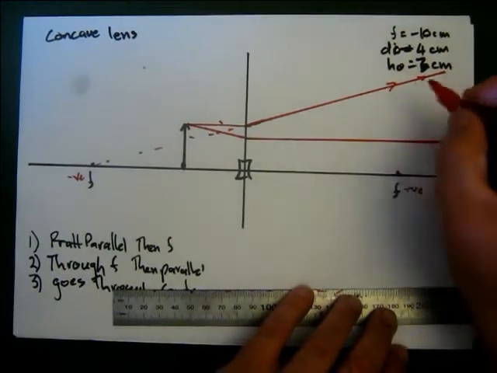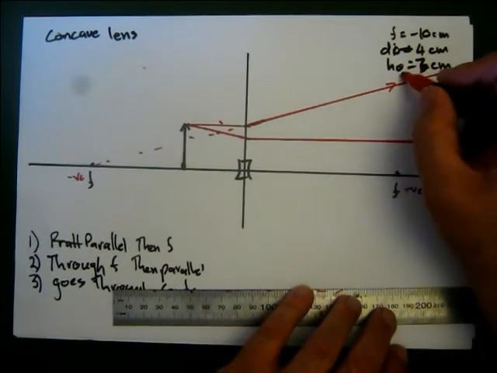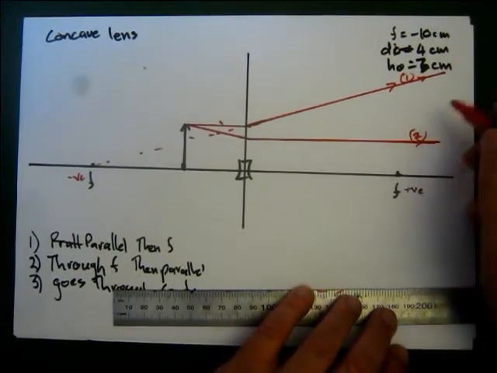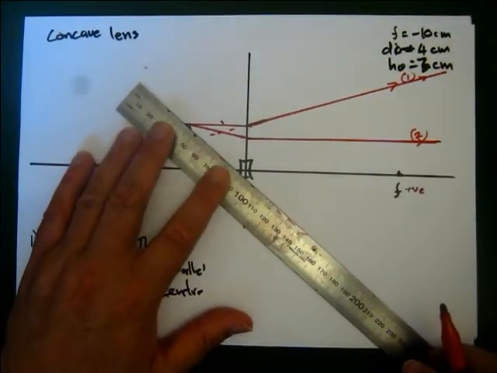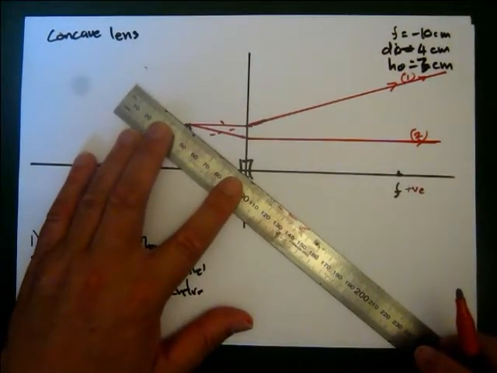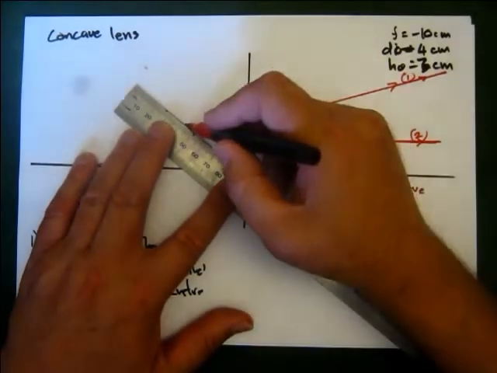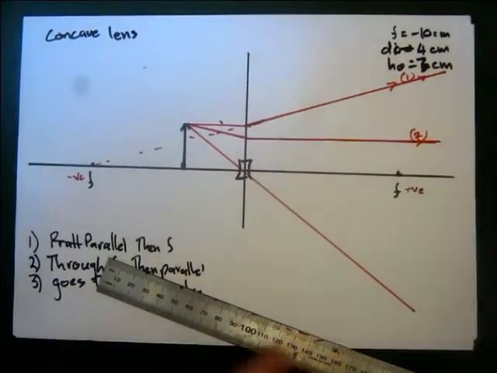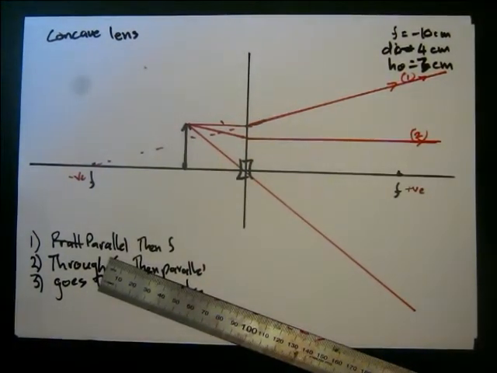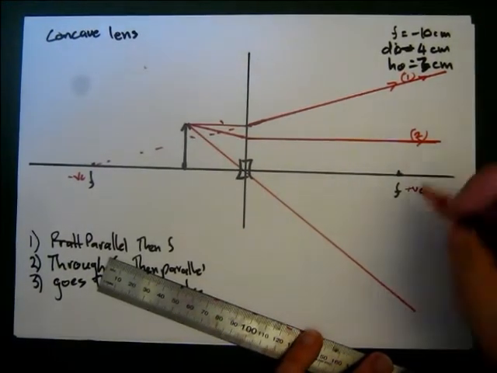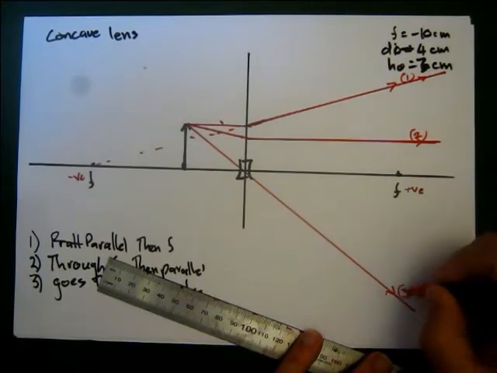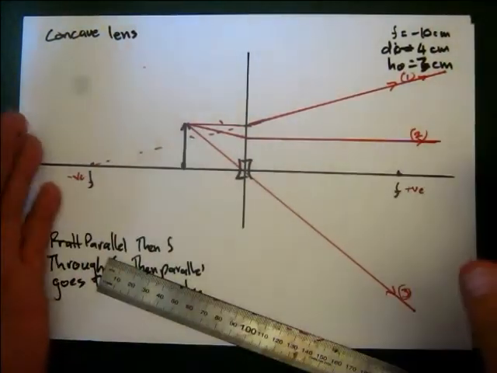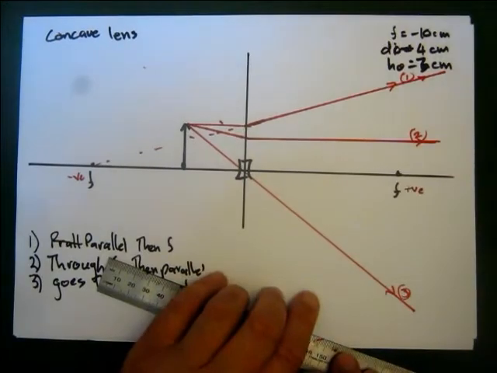Okay, so this is line 1, this is line 2, and then line 3 just goes straight through the center of the lens. It goes from the tip of the arrow through the center of the lens. Remember, in reality, you only need to be able to choose 2 of these. Okay, so we look at these 3 rays of light, and what can we tell? These are diverging rays of light. These rays of light will never meet.